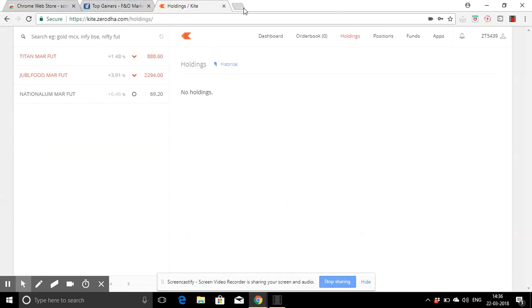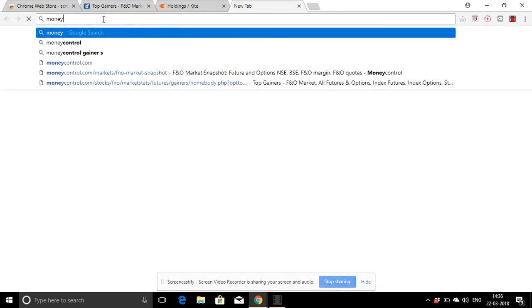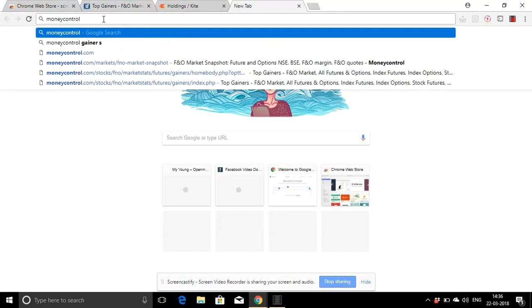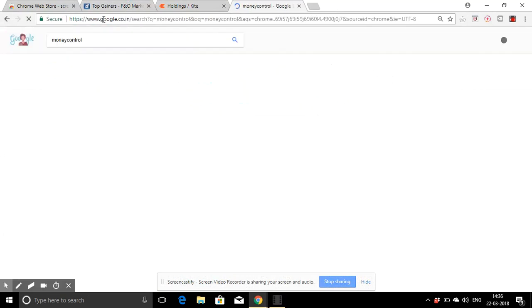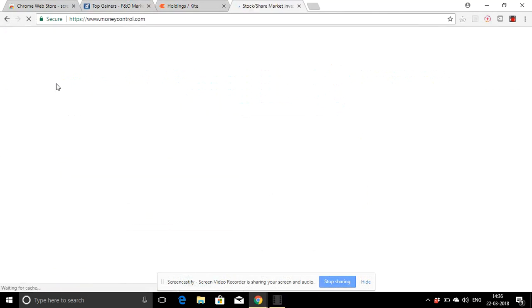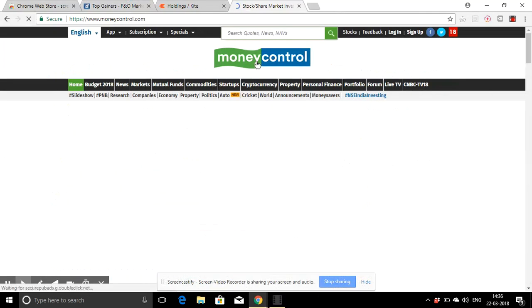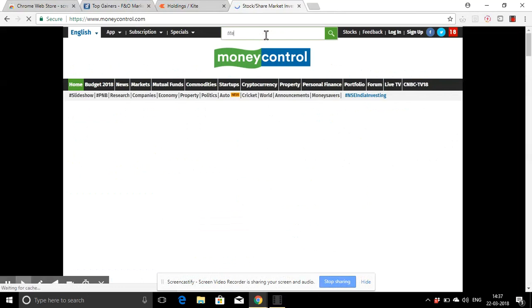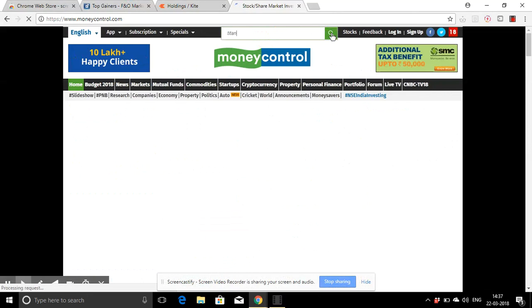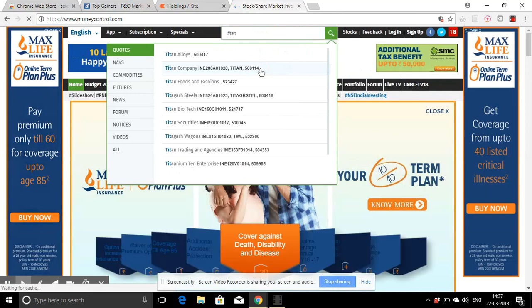Now again I'll show you one more thing. We'll check the charts for Titan here, and I'll tell you what kind of a setup you will have to see, or basically for selecting this thing. So this will be the jewelry stock.